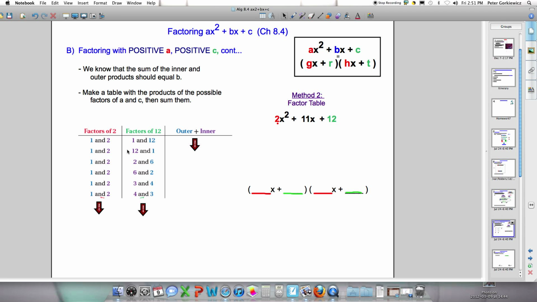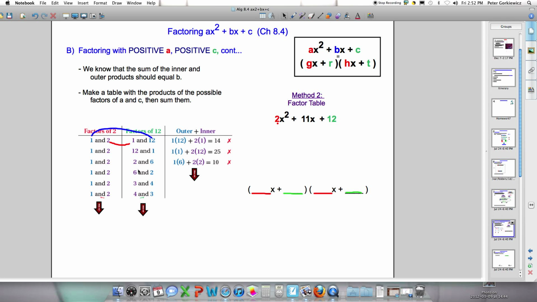And we want to know when the inner and outer products are the same. The outer products are these two, and the inner products are these two, right? So we want to know when the inner and outer products sum to 11. So let's think about it. 1 and 12, 1 times 12 plus 2 times 1, do they sum to 11? Well, 12 plus 2 more, 14. No. What about here? 1 times 1 plus 2 times 12. Well, 1 times 24 is 25. No.